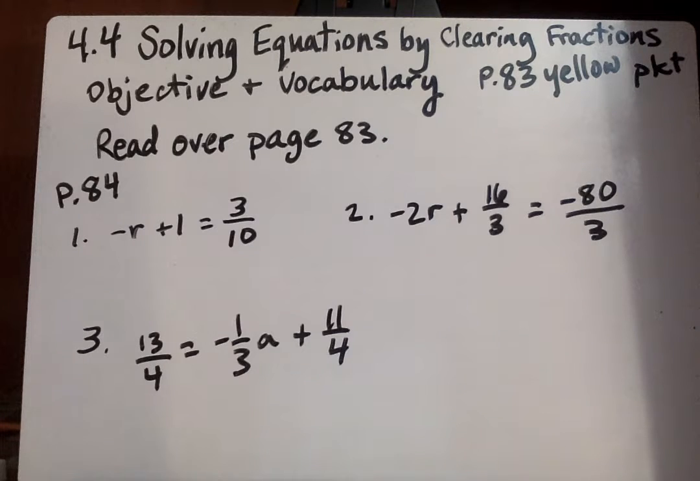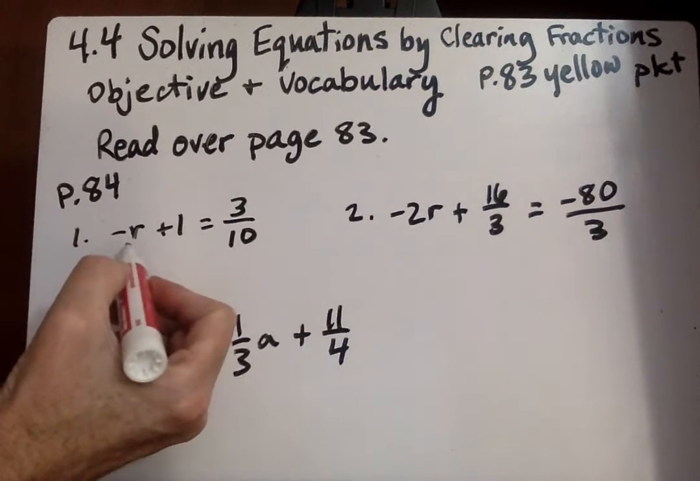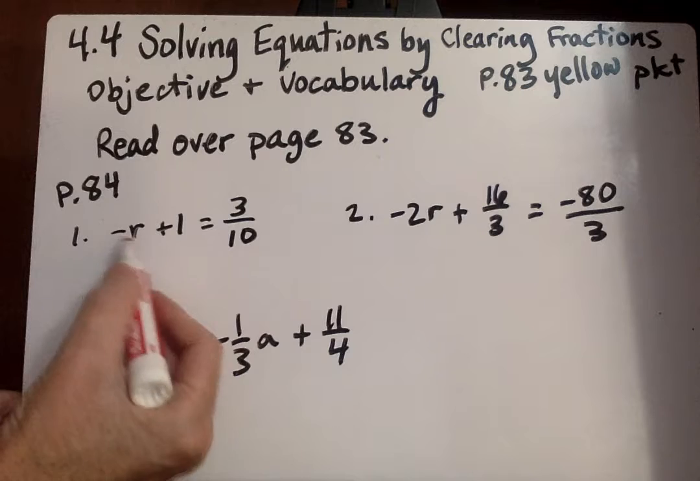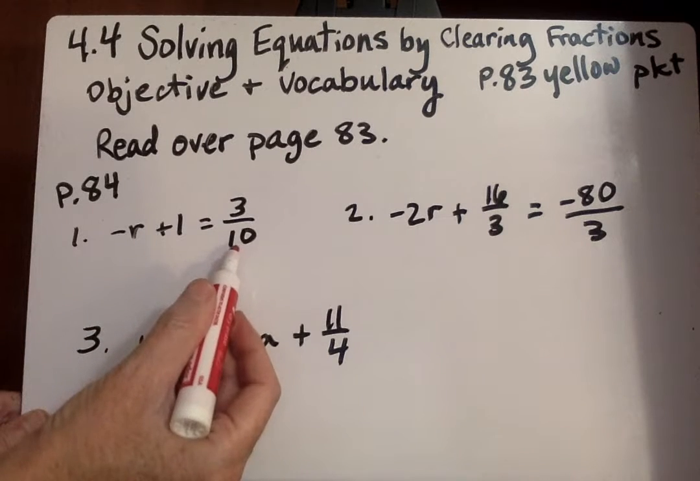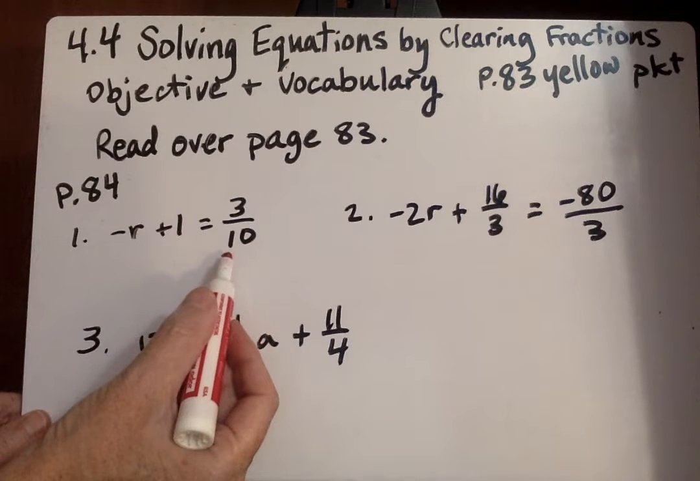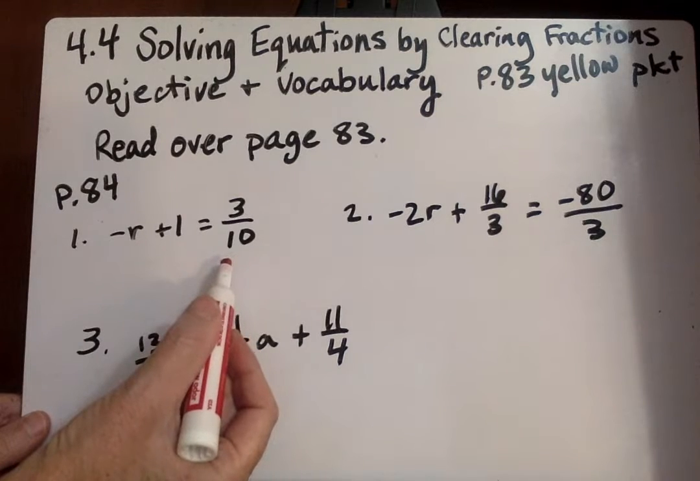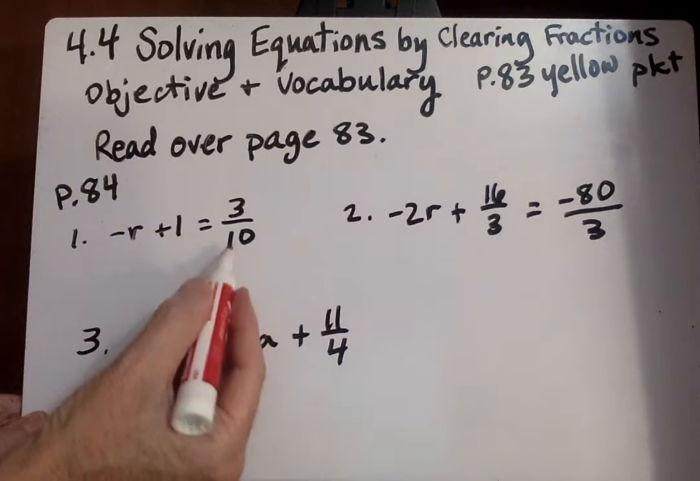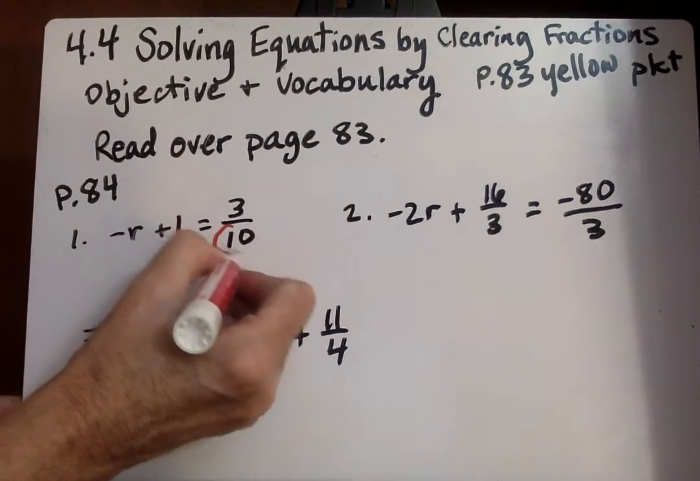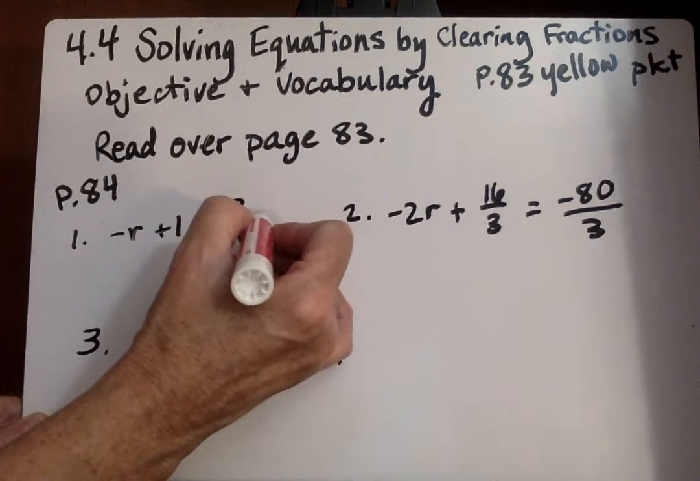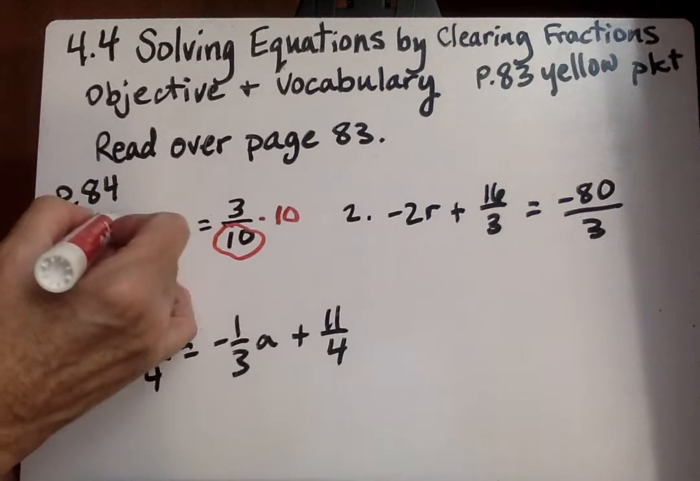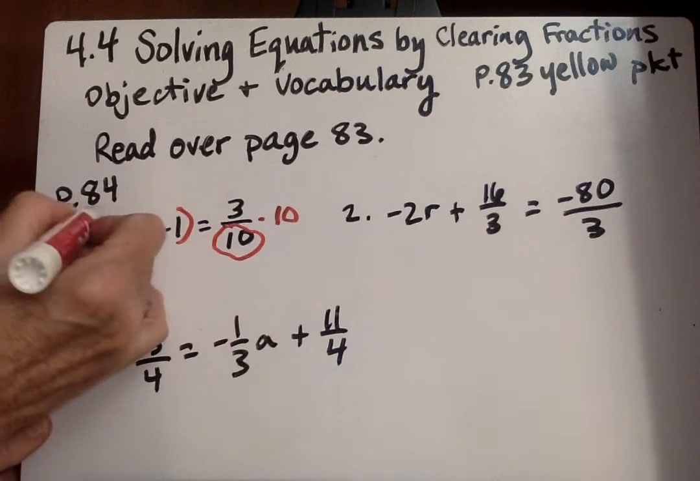So turn your page over to page 84. First thing we want to do is clear the fractions, and I look at the denominators. Here, these aren't fractions. This is the only fraction. So what you do is multiply both sides using the multiplicative property of equality. We're going to multiply both sides by the denominator, the bottom number of the fraction. So I'm going to multiply that by 10, and I'm going to multiply this by 10.